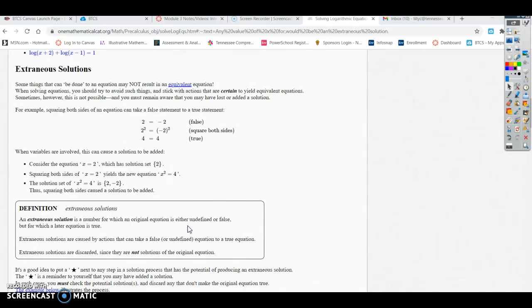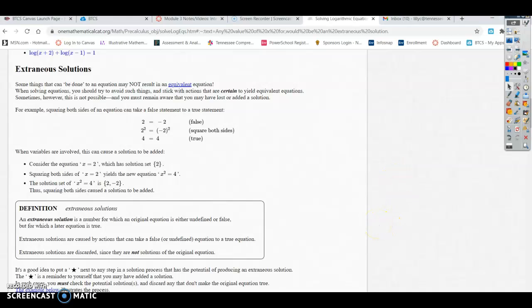Okay, so just a quick reference. An extraneous solution is a solution derived from the original equation that when you plug it in to check it, it doesn't work. Here it shows you some examples of why extraneous solutions show up. So we know that 2 does not equal negative 2. But if you square both sides, now 2 squared equals 4, and negative 2 squared also equals 4. So even though you take a false statement and do an operation to it and it becomes true, this can produce extraneous solutions.